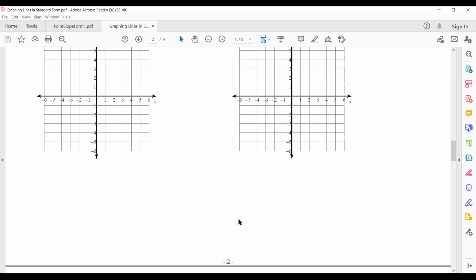Shoot, I was hoping we'd have some more time to do some graphing today, but it doesn't look like it's going to happen. Anybody got questions?